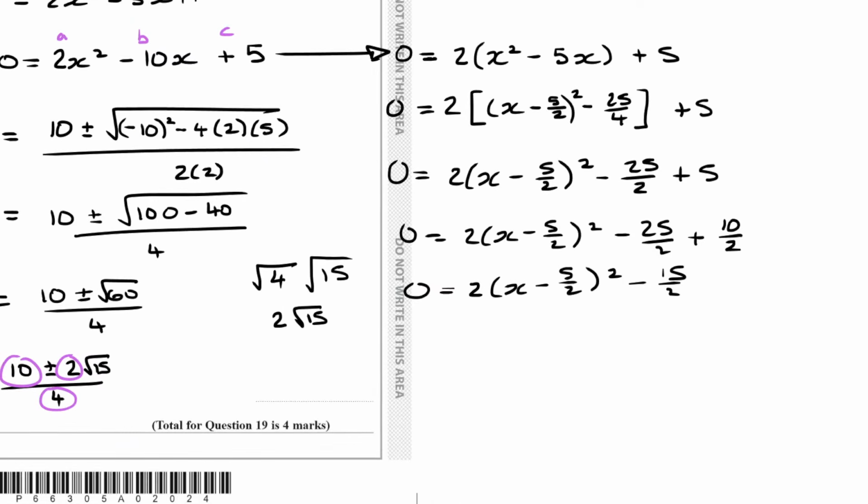Obviously that's much harder. That's why I didn't really bother doing it here. Then to solve it, I would probably add that across. Kind of unpick it, you see what I mean? Undo that equation. Divide by 2, so actually that'd be 15 over 4, wouldn't it?